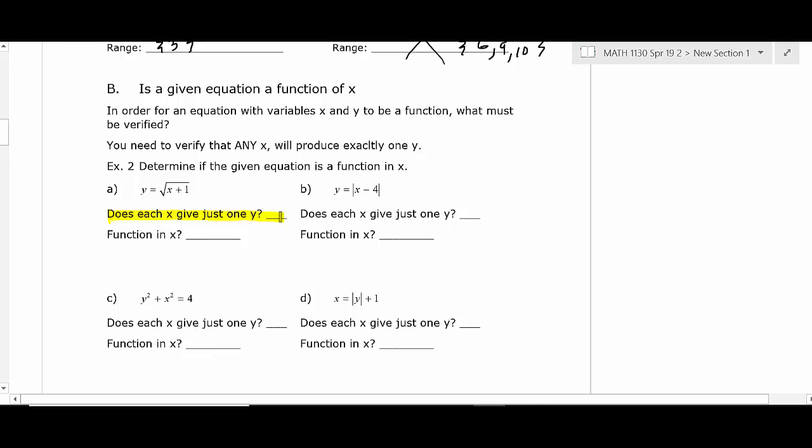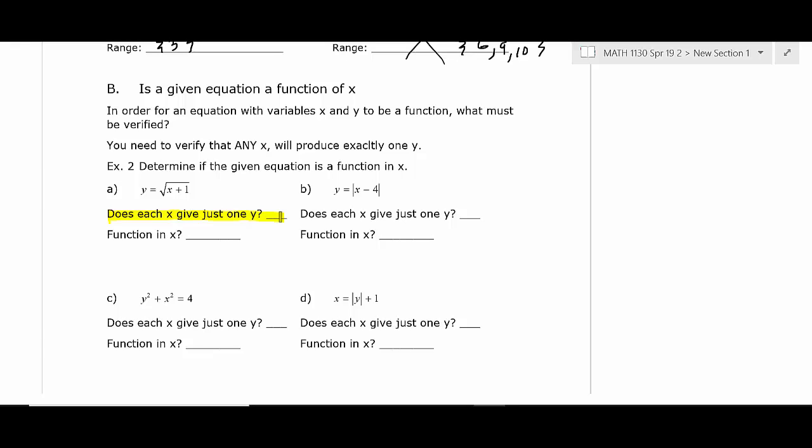Now, most of the time you do this in your head. There's really not much to show on your paper unless you have a certain circumstance. So here's the way I look at this. If I plugged in any number for x, what would happen? If I take a number plus 1, I get 1 answer, right? And then what happens if I take the square root of a number? How many answers do you get? You get 1. So no matter what you plug in for x, you'll get 1 answer.